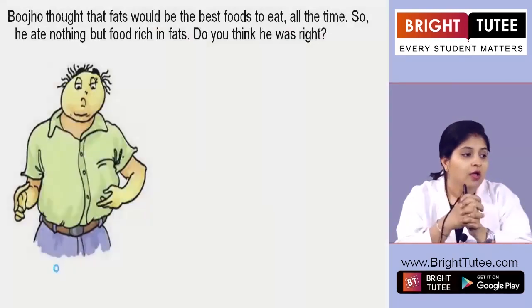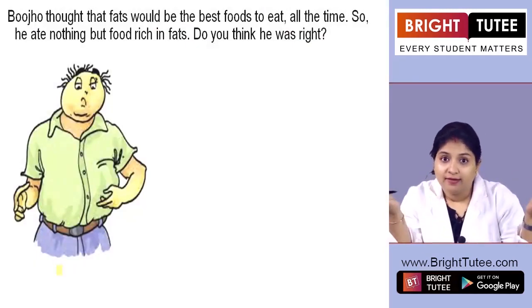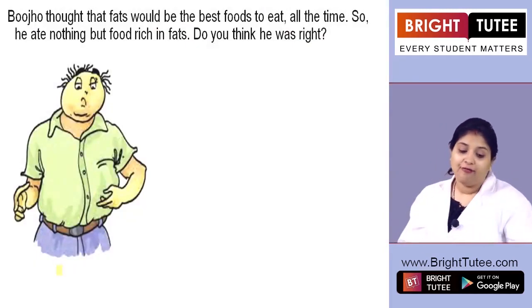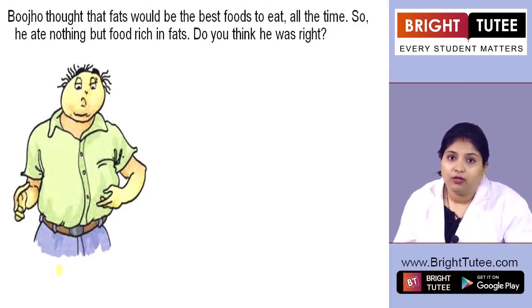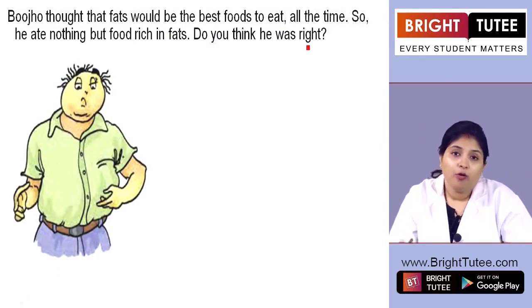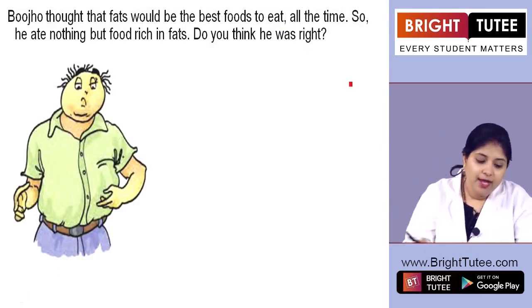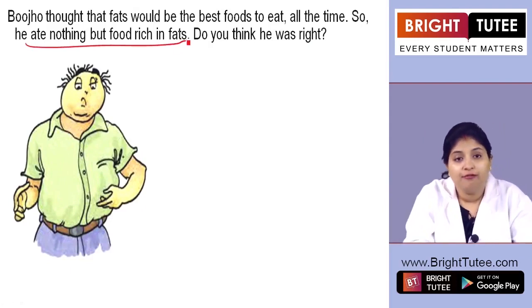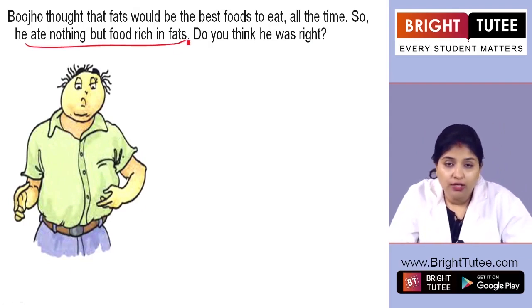Now, what happened to Bujo? Let's understand that. He thought that fats would be the best food to eat all the time. Why? Because we have already discussed that fats contain more energy when you compare them with carbohydrates. So what he did, he ate nothing but food rich in fat. So do you think what he did was right?